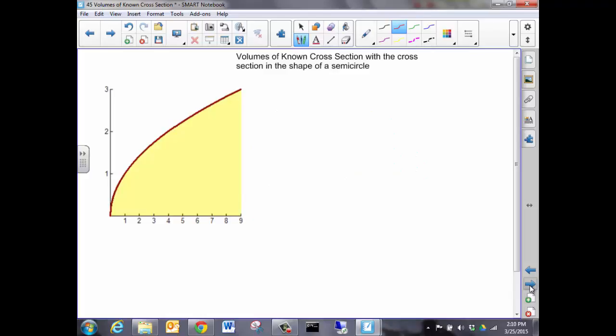Okay. Well, let's take this again. Let's see if we can do it with just a piece of it here. We know this is y equals the square root of x. This must be the next line: volumes of known cross-section with the cross-section in the shape of a semicircle. Oh, wait, we're on the next one now? Uh-huh. The shape of a semicircle.